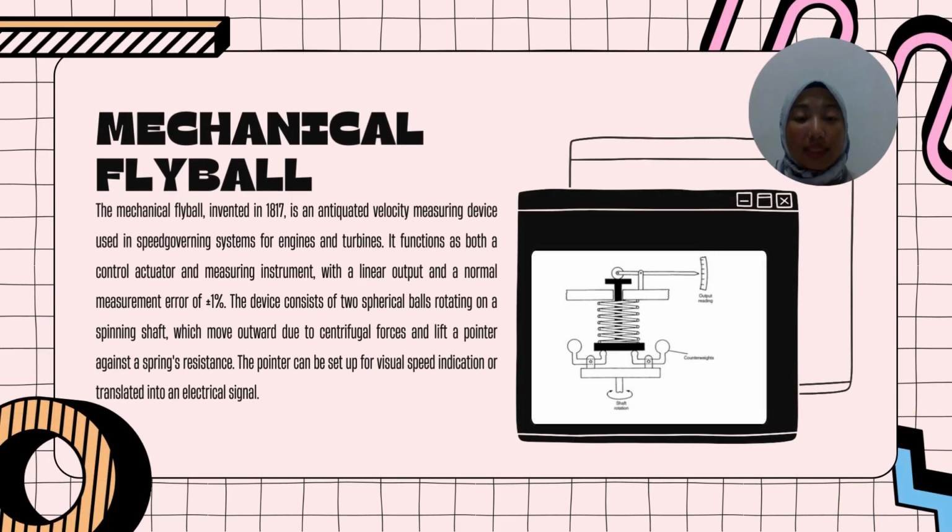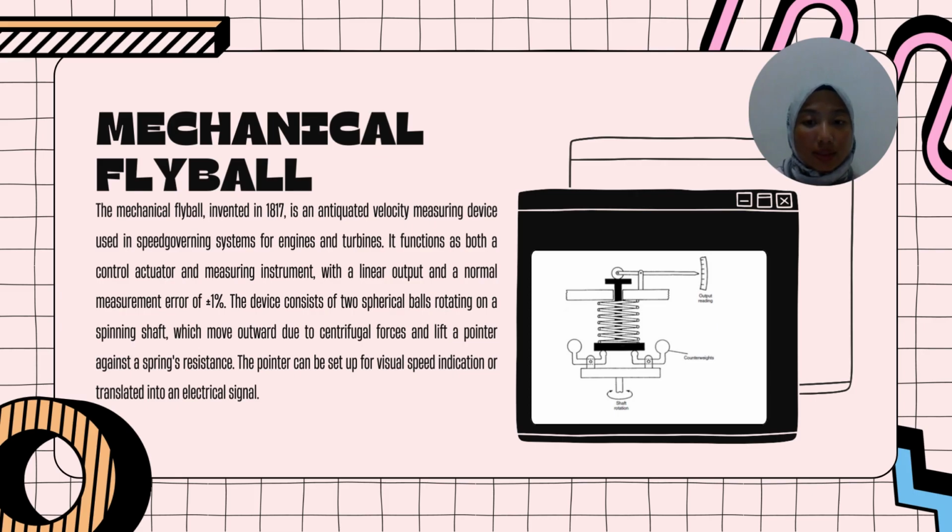Mechanical flyball. The mechanical flyball is an educated velocity measuring device used in the speed governing system for engines and turbines. It functions as both a control actuator and a measuring instrument, with a linear output and a normal measurement error of plus or minus 1%.